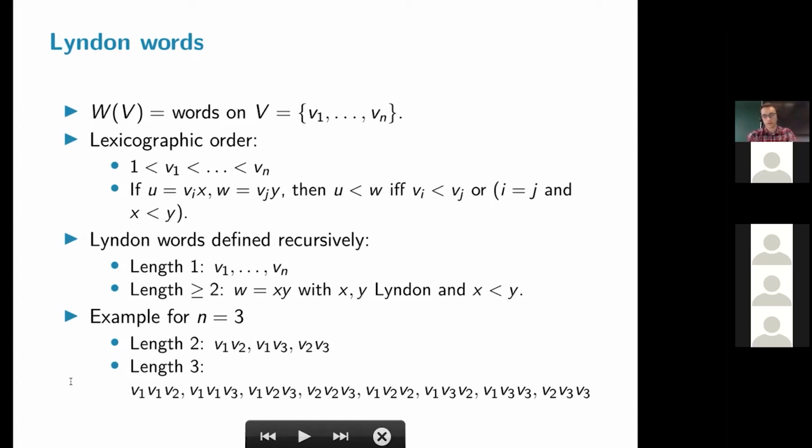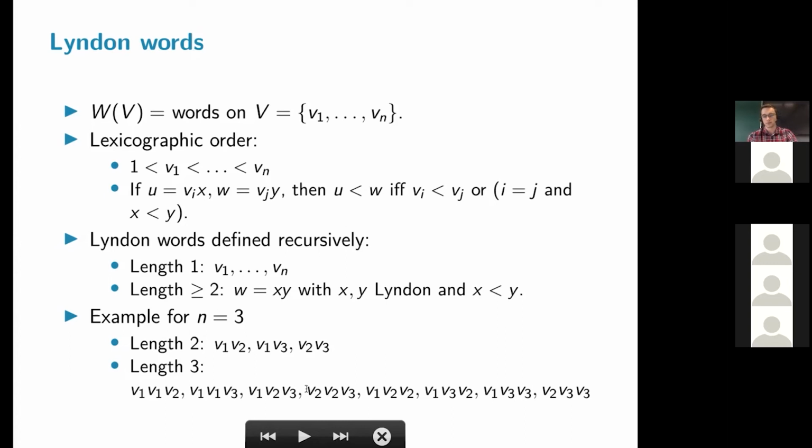And for length 3, you can repeat the same process. So let us start with first x equal to v1. Which Lyndon words of length 2 are strictly bigger than v1? Well, all of them. v1 is strictly less than v1 times v2, because the first character is the same, but then in the second place, we have v1 times 1 is strictly less than v1 times v2. So 1 is strictly less than v2, hence v1 is strictly less than v1 times v2. So this is a Lyndon word of length 3. And then similar arguments apply to the second and the third word.